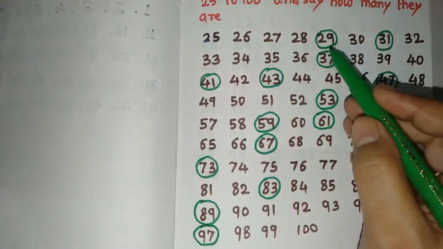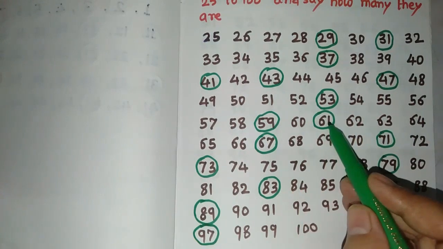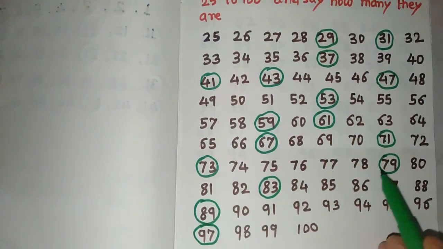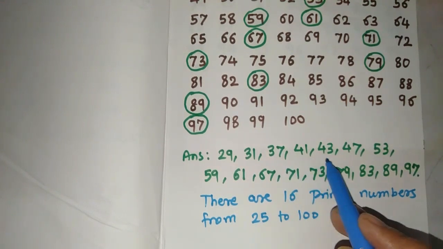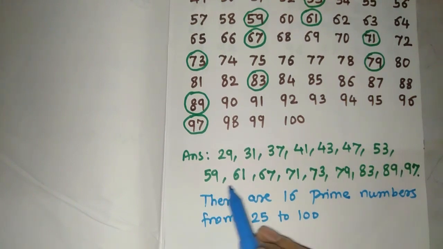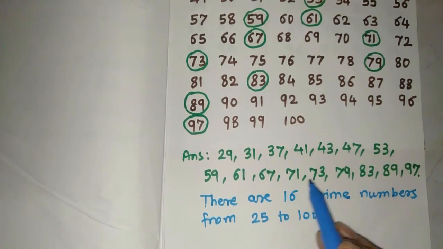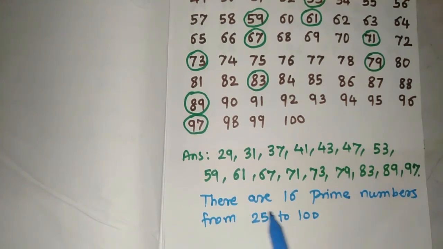So how many are they? 1, 2, 3, 4, 5, 6, 7, 8, 9, 10, 11, 12, 13, 14, 15, 16. So 29, 31, 37, 41, 43, 47, 53, 59, 61, 67, 71, 73, 79, 83, 89, 97. There are 16 prime numbers from 25 to 100.